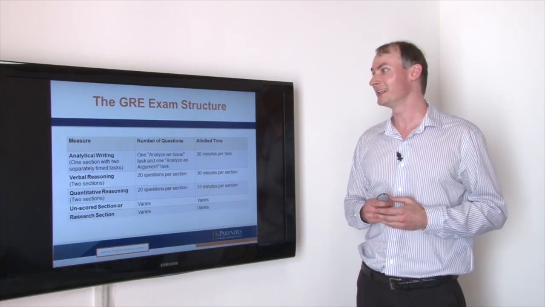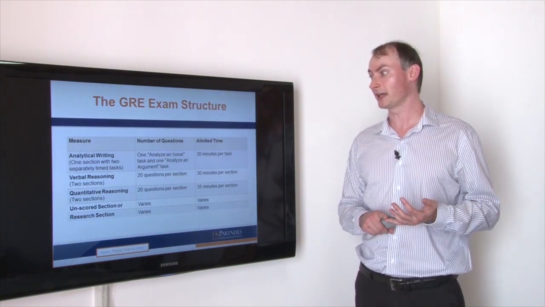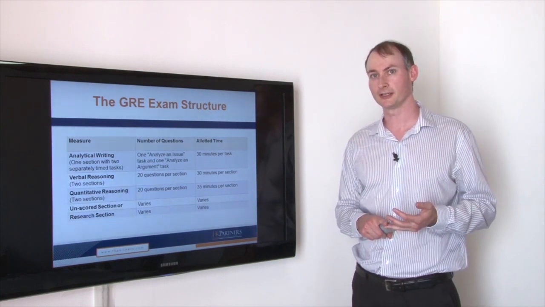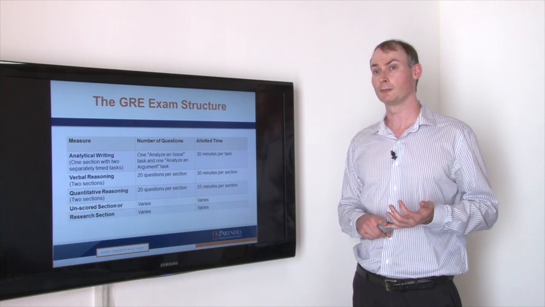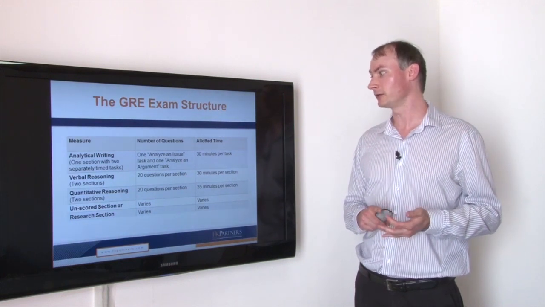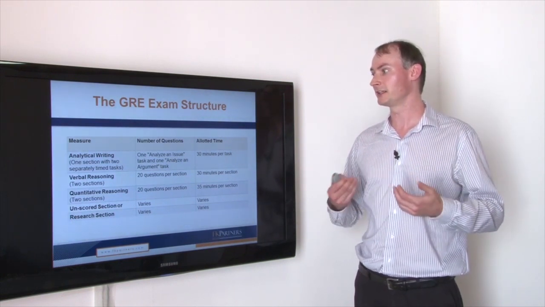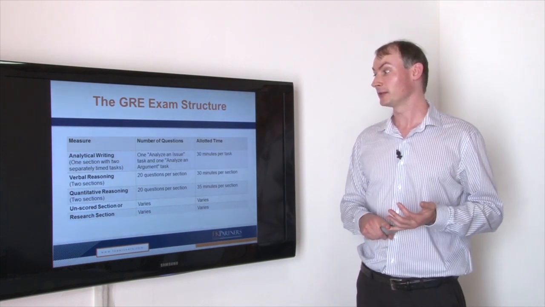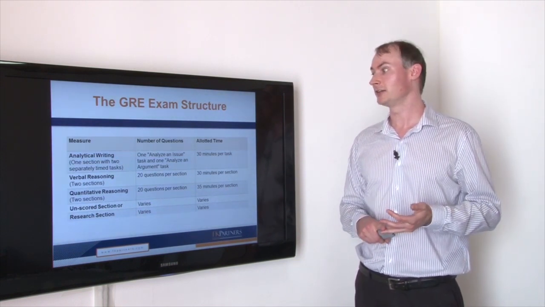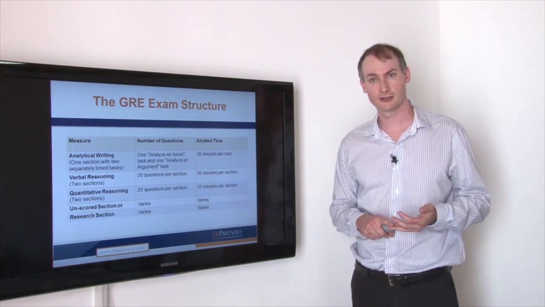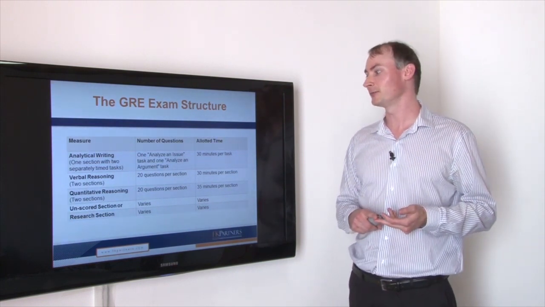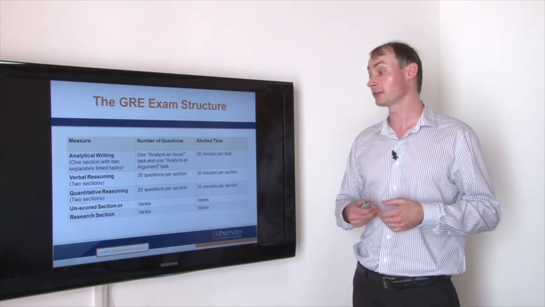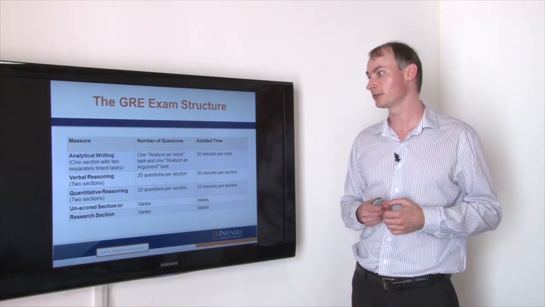per section. The analytical writing has 2 tasks. One is to analyze an issue. The other is to analyze an argument. Each task will require the test taker to spend 30 minutes analyzing and then writing the essay. The verbal reasoning sections have 30 minutes each and are comprised of 20 questions per section. The quantitative reasoning sections have 35 minutes per section and are also comprised of 20 questions per section.